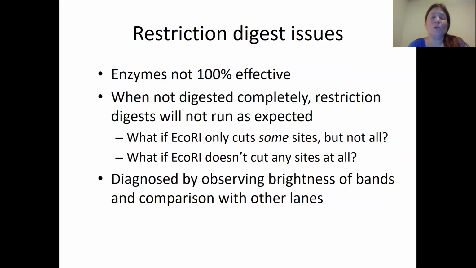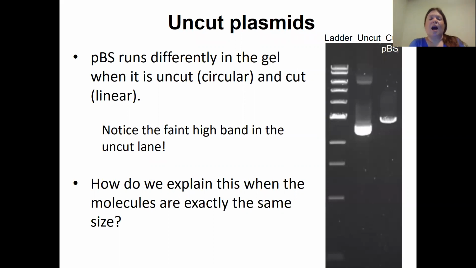You can also tell by comparing to other lanes, based on the brightness of the bands, whether you've got a scenario where none of the sites were cut. Let's look at that for a minute. Our plasmids are circular. The ladder that we have is linear. And we know that pBluescript is 3 kb, but we're comparing that to a linear standard. Circular DNA is shaped funny. It's not going to run at the same speed as linear DNA.